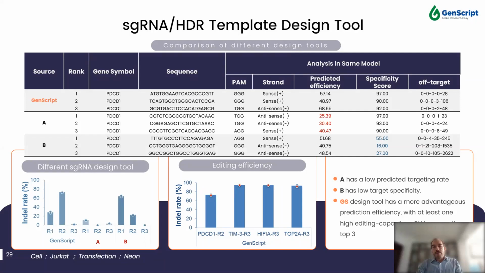We have also excellent sgRNA and HDR template design tools. We have compared our design tools with some popular vendors on the market, and as you can see here at the very top, GenScript's design tools offer very good results with very high predicted efficiency, very high specificity score, and very low off-target effects. While some of the other vendors suffer from low predicted efficiency or from low specificity scores.